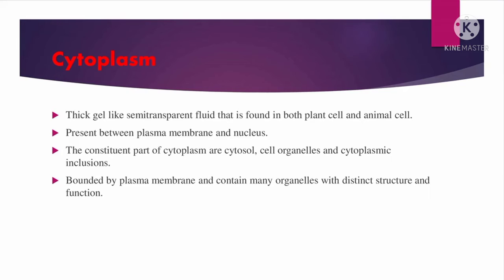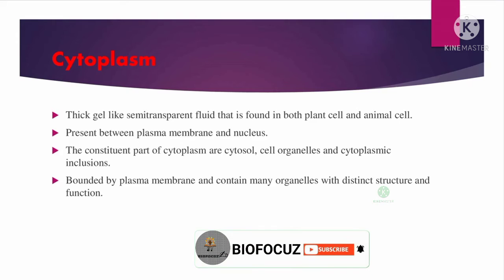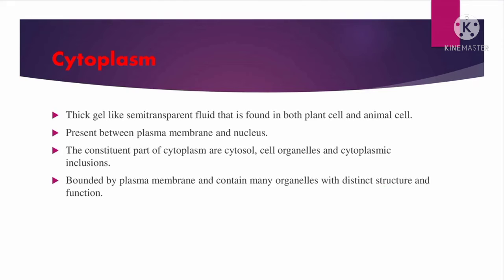The next subcellular structure is cytoplasm. It is a thick gel, semi-transparent fluid which is found in both plant and animal cells. This cytoplasm is present between the plasma membrane and the nucleus. The constituent parts of the cytoplasm are cytosol, cell organelles and cytoplasmic inclusions.